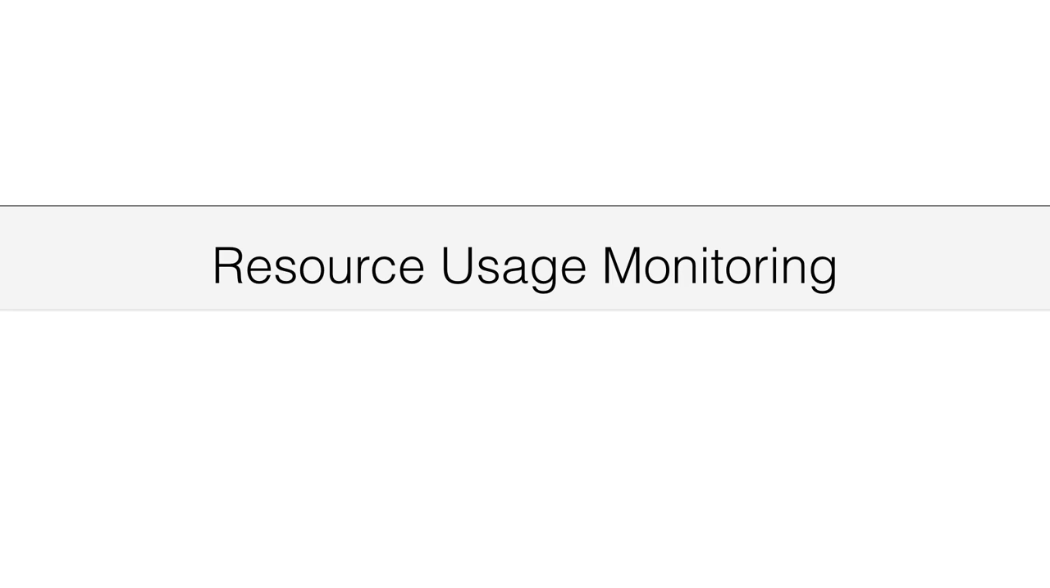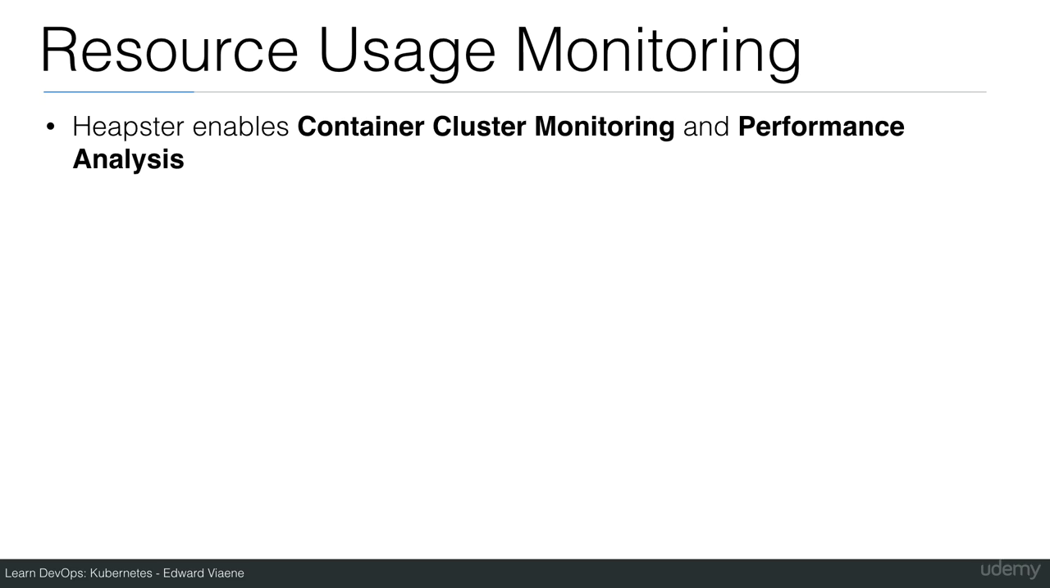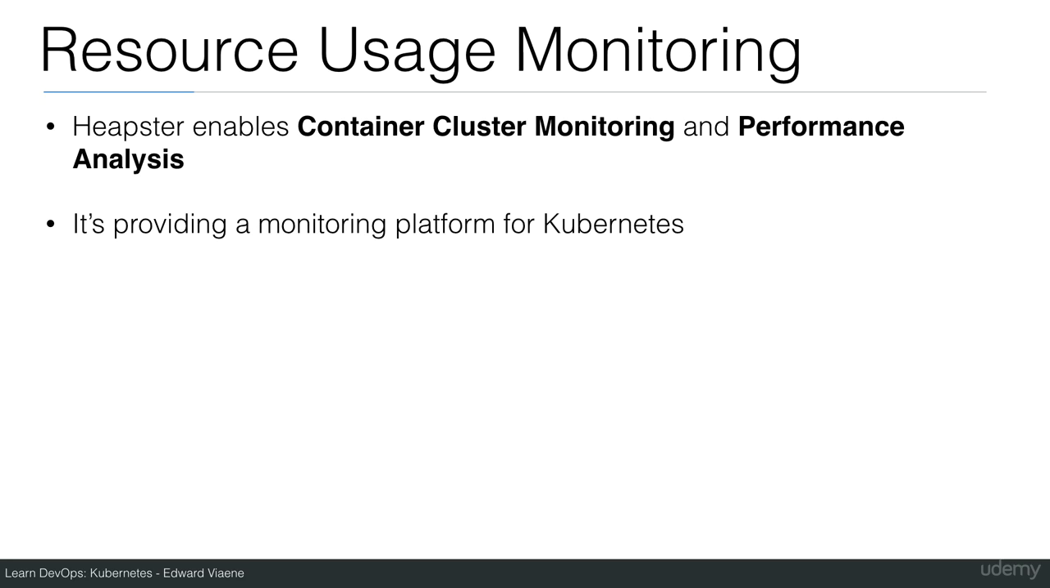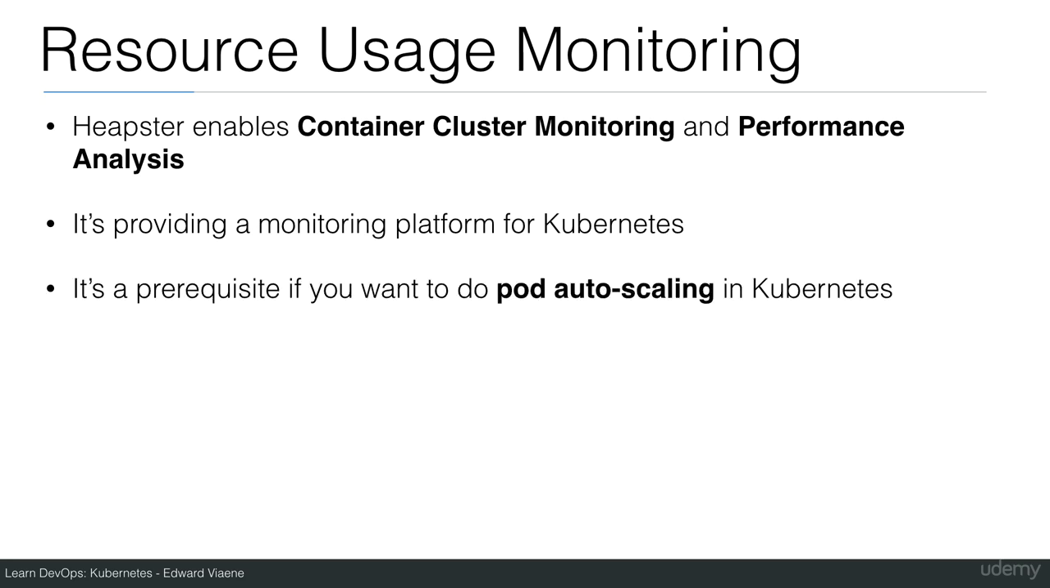Now I'm going to talk about resource usage monitoring. Heapster enables container cluster monitoring and performance analysis. It's providing a monitor platform for Kubernetes. It is a prerequisite if you want to do pod autoscaling in Kubernetes. Pod autoscaling is going to be the next topic after monitoring.